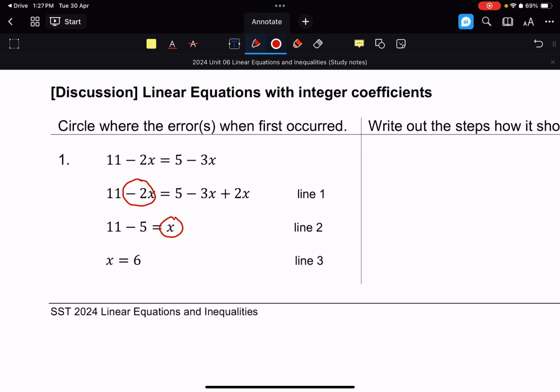So it should be the other way around. So this whole thing is wrong. So let's write the correct version. The correct version, we have 11 minus 2x equals 5 minus 3x, right?